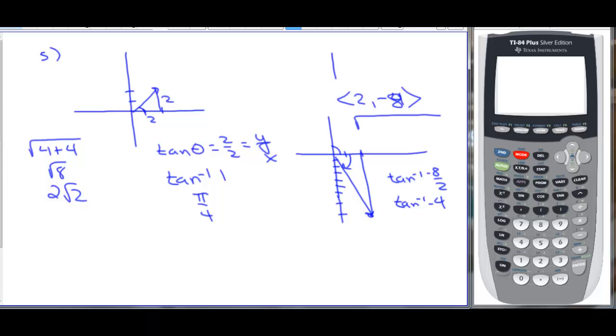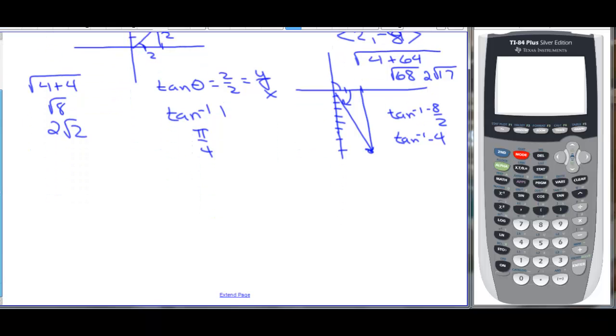To complete the problem, it would be 4 plus 64, square root of 68. Does 4 go in there? I think 4 does. 2 square root of 17. So there's your magnitude. Inverse tangent of y over x is what we use.